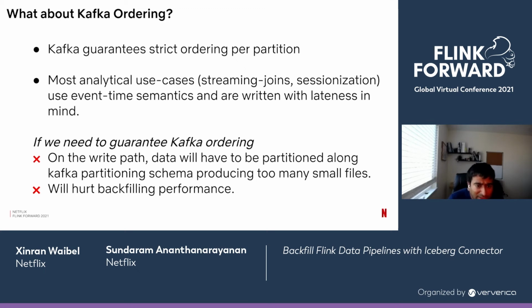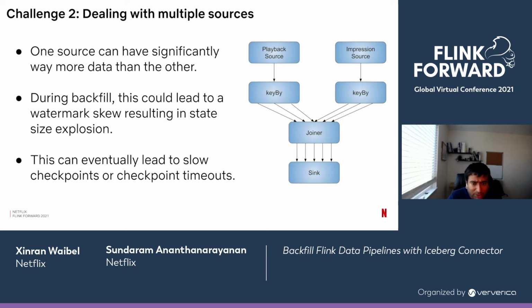There is one more challenge with the Iceberg source, which is interesting to think about. Many Flink applications consume from multiple Kafka sources. Thus, these applications will need to read data from multiple Iceberg tables in the case of backfill. However, if one of the sources is significantly larger than the other, and if we were to backfill both the sources at the same rate, then there could be a huge watermark skew resulting in state size explosion. This manifests itself in the form of either slow checkpoints or checkpoint failures, making the backfill stack hard to operate.